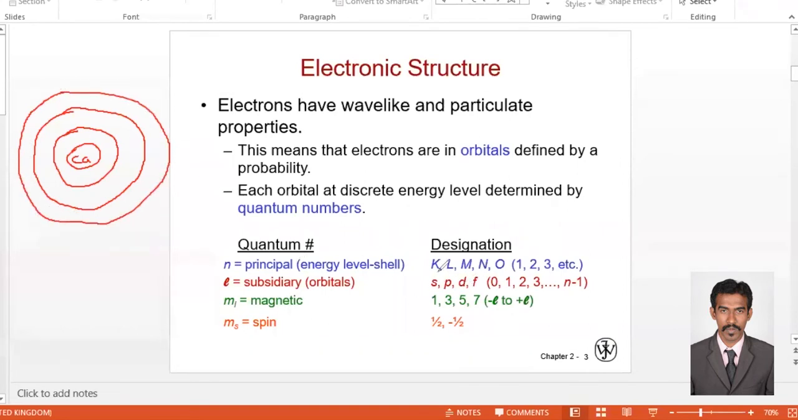So K, L, M, N, O, what this means is the first level is determined by K, so this is denoted as K. Then the next energy level, we will write it as L. Then the next one, we write it as M, and then N. And when it goes upper, we go for O and so on. So this is what is meant by K, L, M, N, O, the principal energy level.